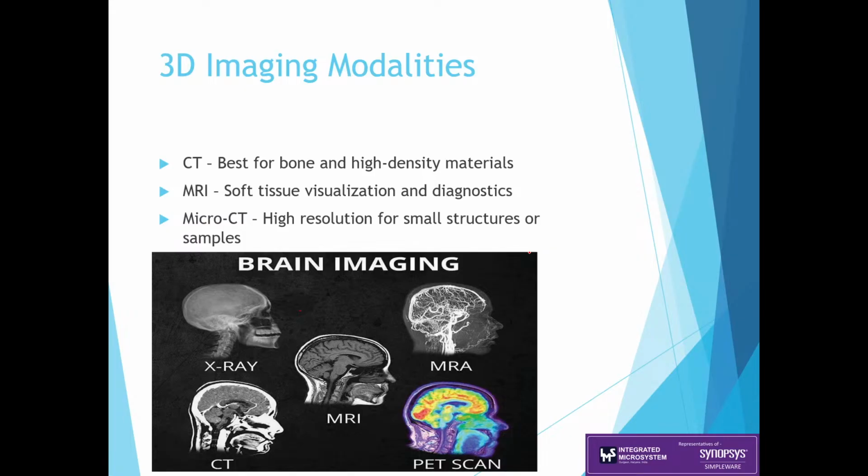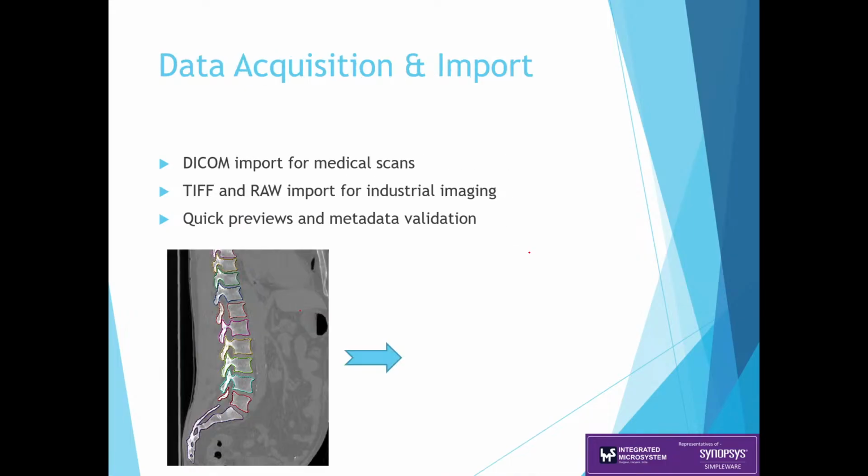Then we have the positron emission tomography scan, so PET scan is also there. Magnetic resonance imaging, MRI, is also there, with which we can easily identify different soft tissues or any other anatomical parts that are present.